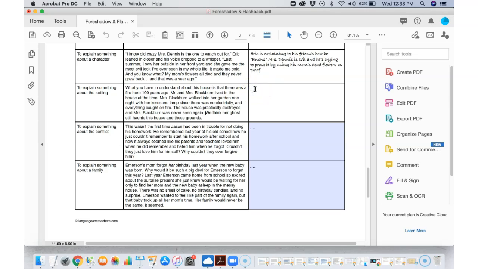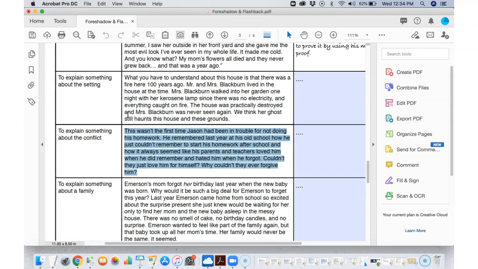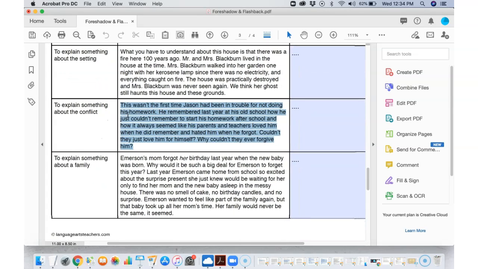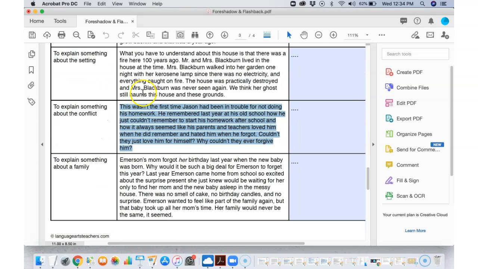Okay. Let's go ahead and look at this one. All right. So this wasn't the first time Jason had been in trouble for not doing his homework. He remembered last year at his old school how he couldn't remember to start his homework after school, and how it always seemed like his parents and teachers loved him when he did remember and hated him when he forgot. Couldn't they just love him for himself? Why couldn't they ever forgive him?